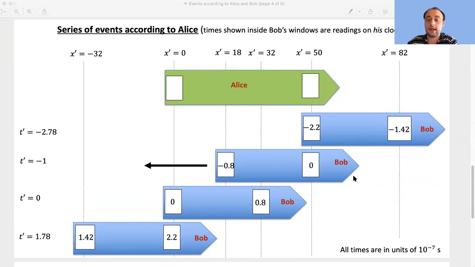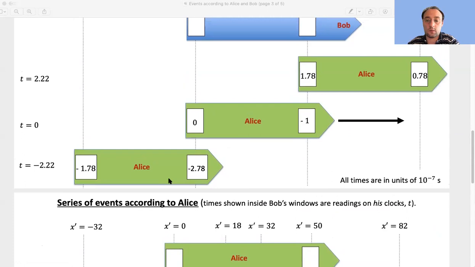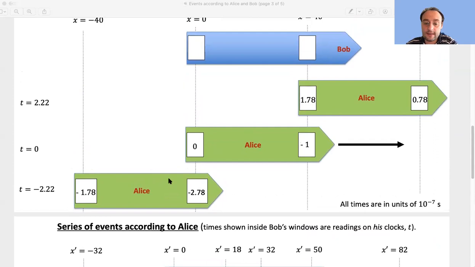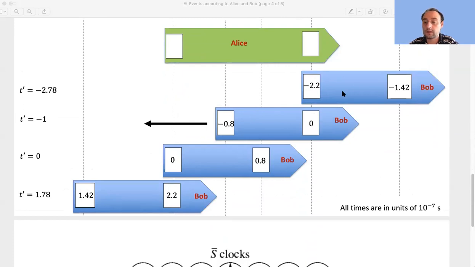So we can also analyze, we can see there's more information here. For instance, events that are simultaneous in Bob's frame, for example, event 1, when the back windows align, and event 2, when the front windows align, are not simultaneous as seen in Alice's frame, as we expect. From her perspective, the front windows align first, and then the back windows align. Okay? And that's due to length contraction.